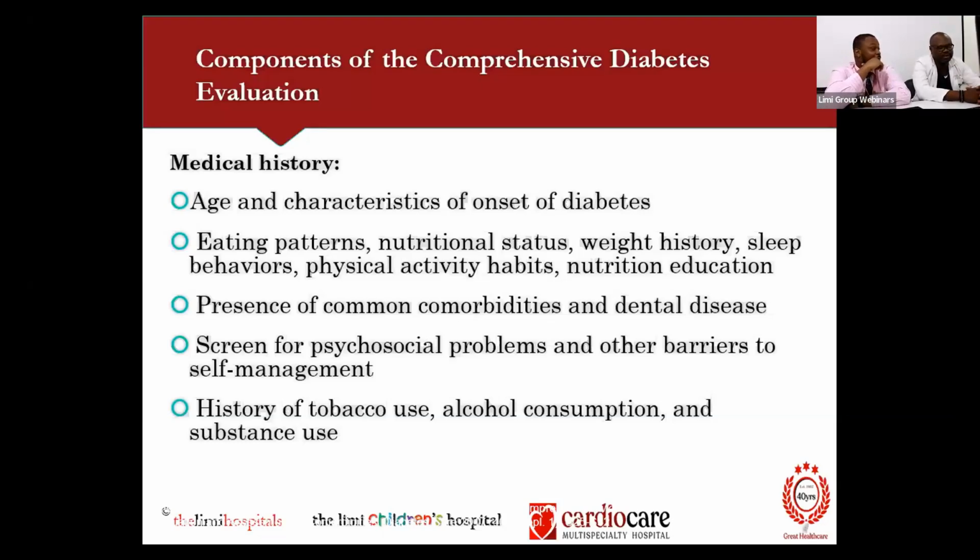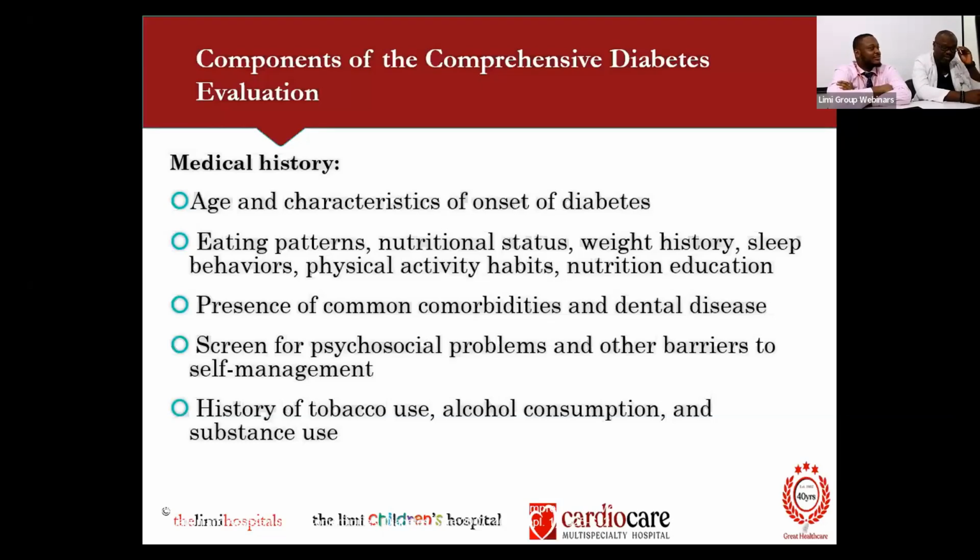Like I said, in the medical history, there are specific things you need to find out. And taking history is very, very important. It gives you an insight into the type of diabetes the patient is dealing with. Age is important. It gives you an insight if you're dealing with type 1 or type 2, or the different forms of diabetes. Characteristic of onset of diabetes, this one particularly is circumstances surrounding the development of diabetes.